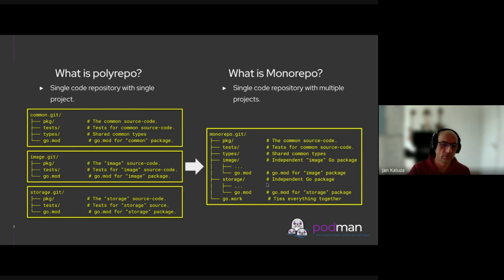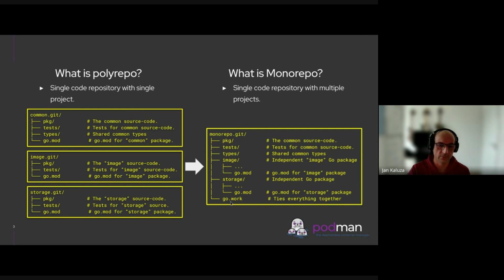So the monorepo is on the right side, and the difference is obvious. It's a single repository, but it contains multiple projects, multiple Go modules. This is just an example of how this could look. Of course, the directory structure can be different. It depends on how we actually decide to implement this. But in this example, we have the image directory, and there is a go.mod for the image module. We have the storage directory and go.mod for the storage module.